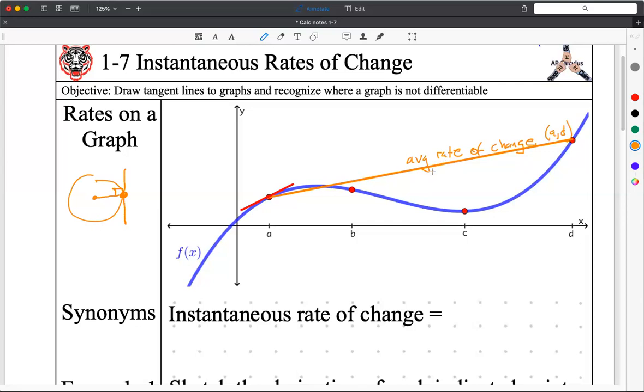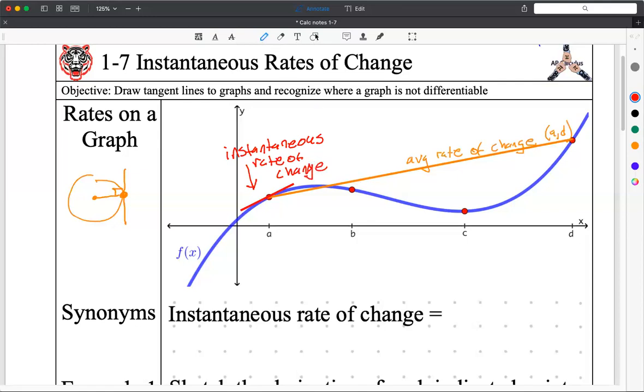So what I want to do now is just practice drawing a bunch of instantaneous rates of change. Try drawing it for B, and hopefully you should get a negative slope, like A was a positive slope. And actually, I can label this too. This red line is the instantaneous rate of change.